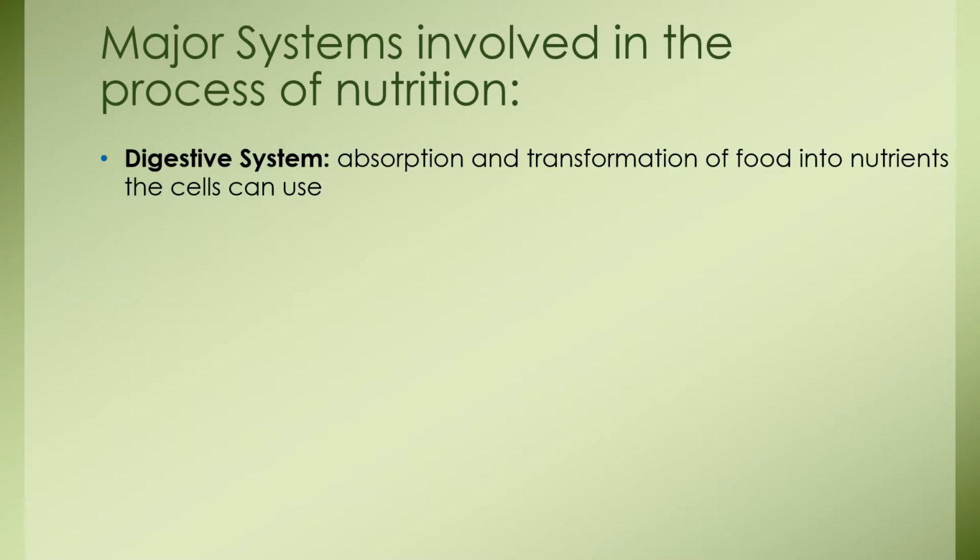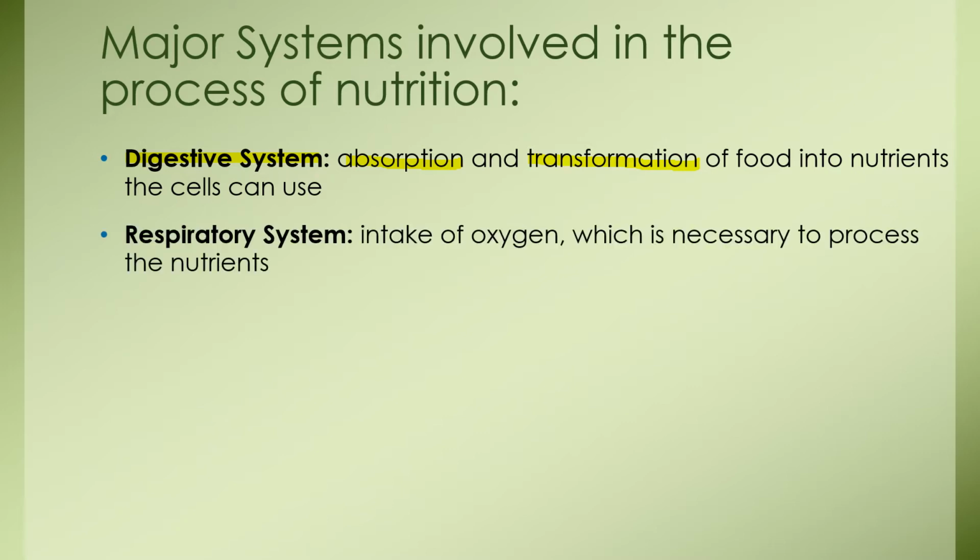The first one we're going to talk about is the digestive system, which is responsible for the absorption and transformation of food into nutrients the cell can use. So for the cells to use the nutrients, the food that we eat needs to be broken down, absorbed by your cells, and transformed. That's the function of the digestive system.